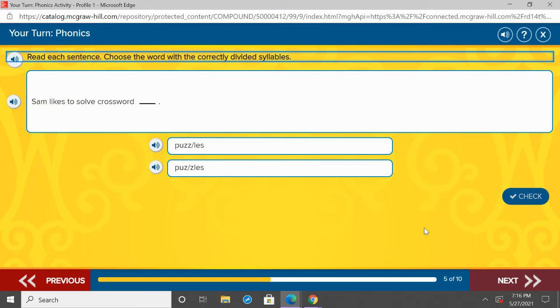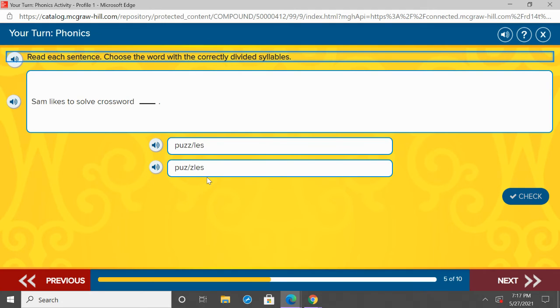So I'm challenging you this time. We can hear that ending. We see that L-E. So in order to have that L-E with it, we need to have a what with the consonant? Consonant L-E. So what do you think it is? P-U-Z-Z divided there, L-E-S, or is it P-U-Z divided there, Z-L-E-S? Puzzles.